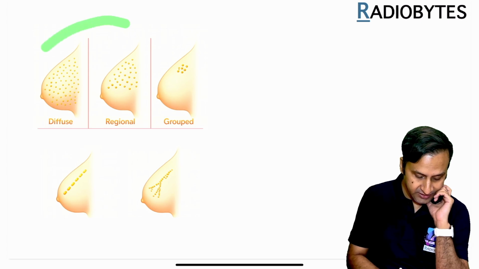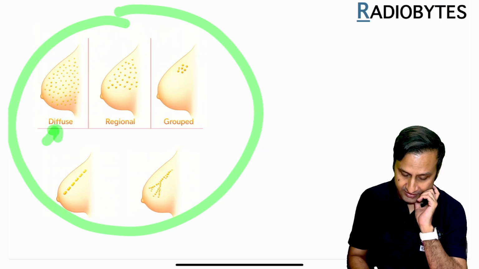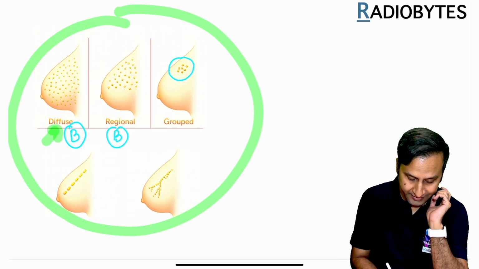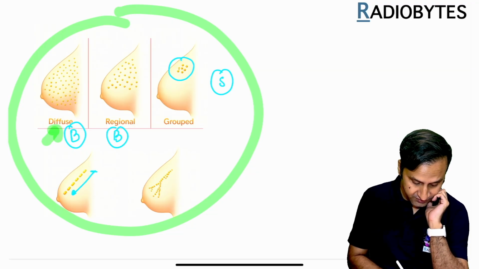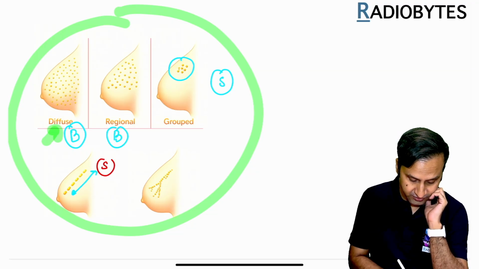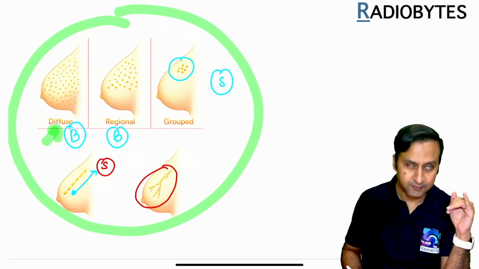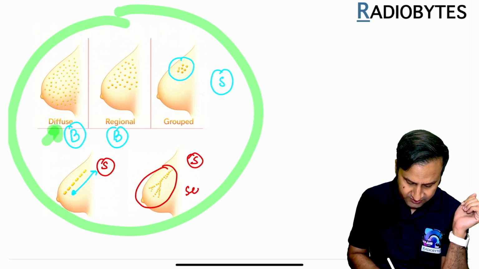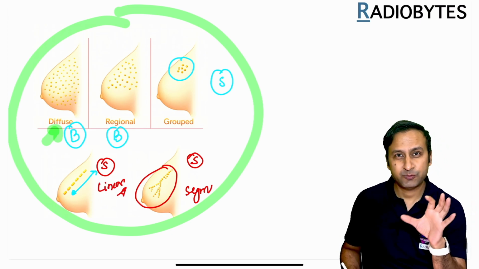Now, this is basically a diagrammatic representation of more or less the same thing. The diffuse process, a benign process. Let me use a different color for it. So this is likely a benign distribution. Regional, again a benign distribution. When we have a grouped calcification, it is always suspicious. When we have a ductal pattern, as you can see here, a linear pattern, it is always suspicious. And when we have multiple ducts involved, thus forming this type of a pattern, which is not a ductal pattern but a segmental pattern, it is always suspicious. So this is the segmental pattern. This is also called the linear pattern or the ductal pattern, which is again suspicious for malignancy.